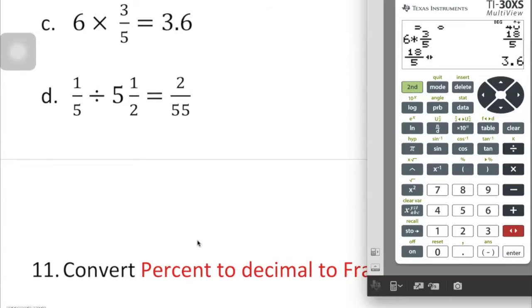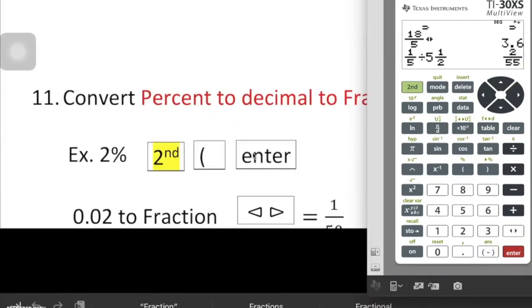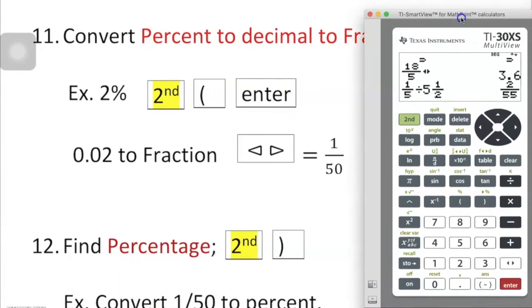Okay, now letter D. So 1/5. Go to the right, division, 5 and 1/2. So we need a mixed fraction. So second n/d, 1/2. Enter. And of course, when we enter, it is 2/55. It's matching. Good. Now, next thing we're going to do here is converting percentage to decimal, as you see.